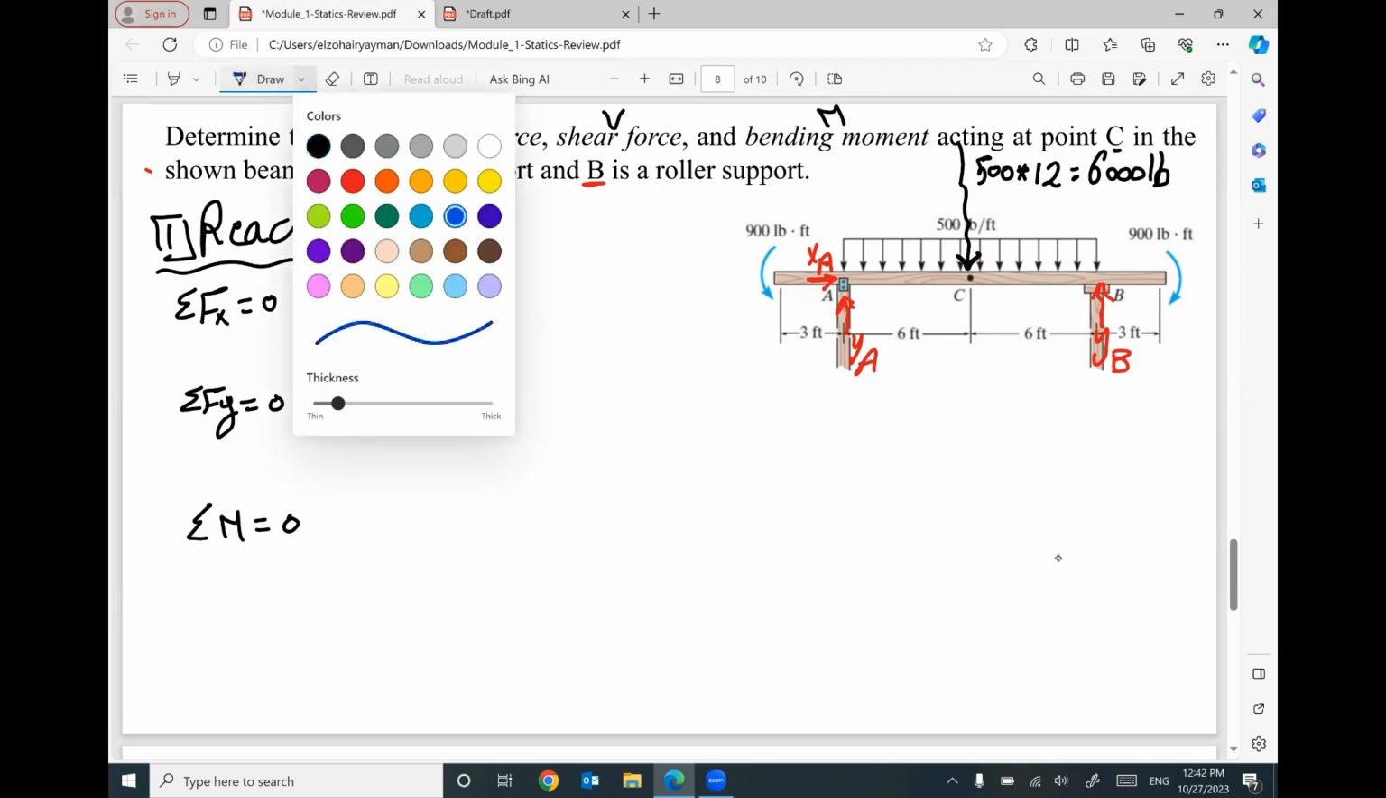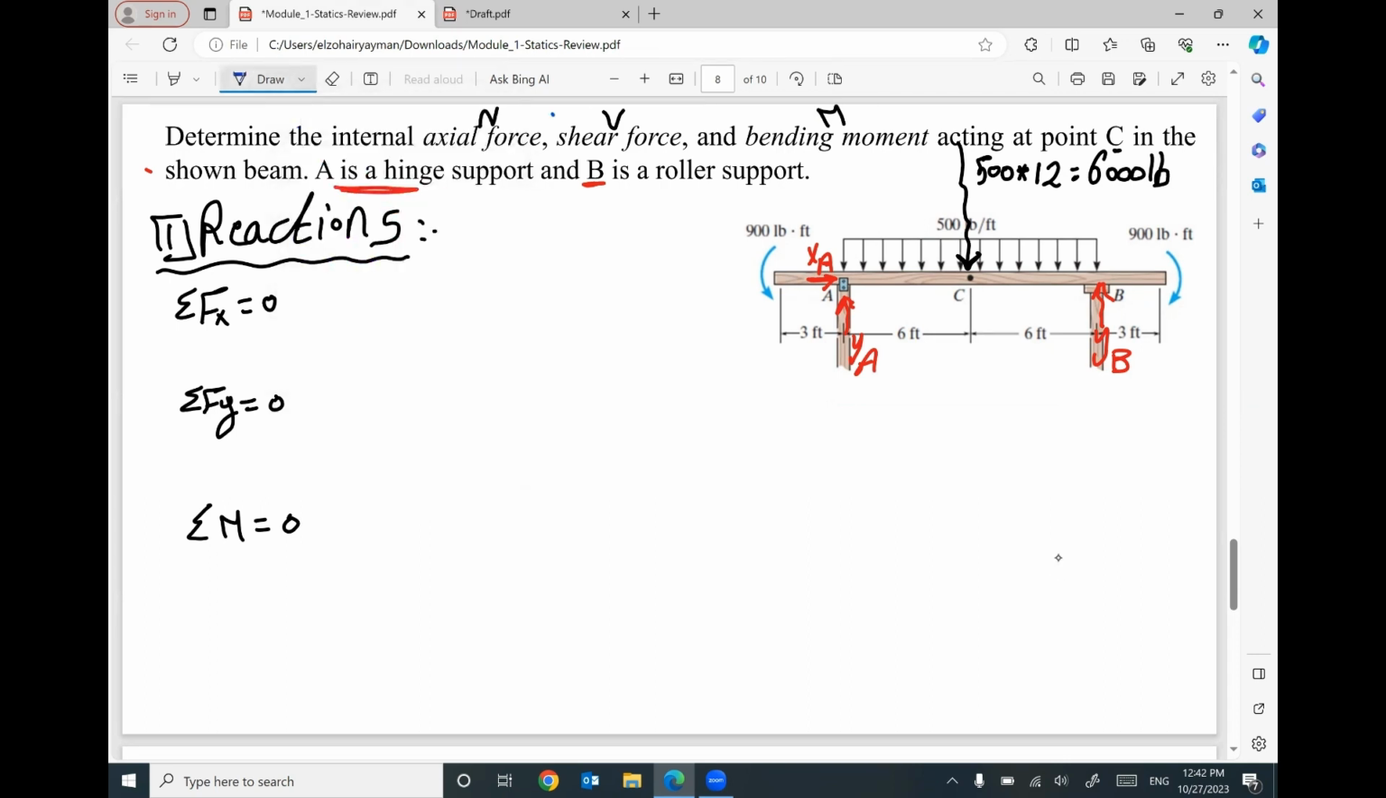Now I am ready to apply my equilibrium equations. Summation F of x equals 0. I have positive XA. Nothing else in x direction. So your XA will be 0. This is the first reaction, XA equals 0.